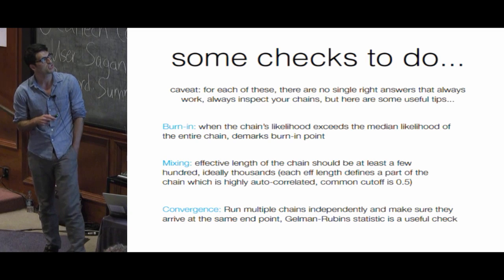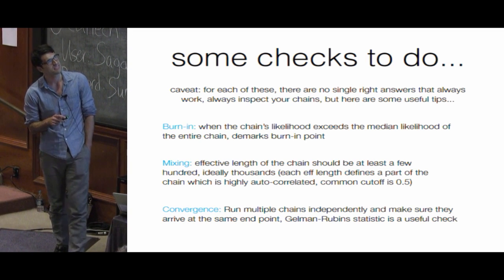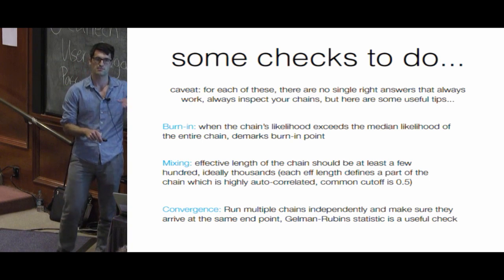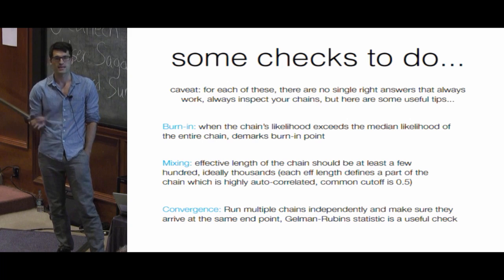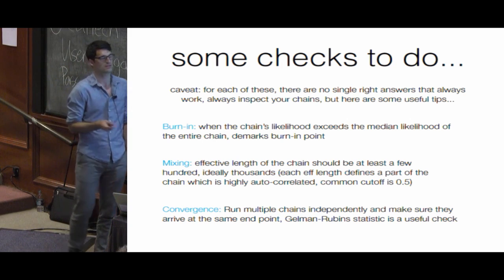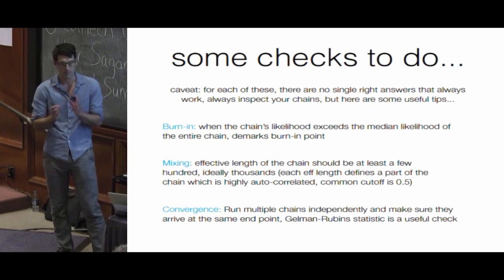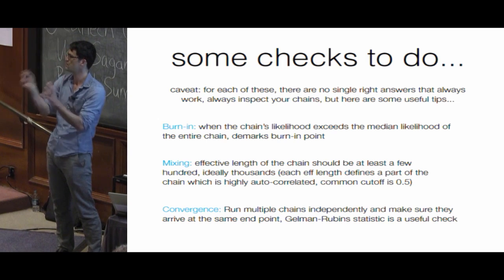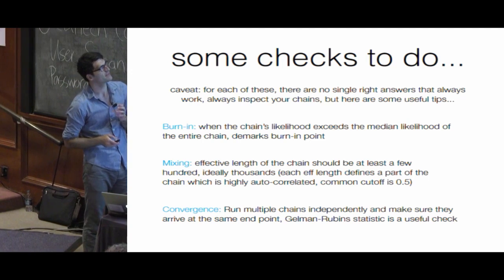So, some checks to do. Check your burn-in. One thing you might do is find where the chain's likelihood exceeds the median likelihood of the entire chain. You can use that to demarcate where the burn-in has happened. There are no right answers here. These are just suggestions of things which might be practical. You want to check that your chains are well mixed, which really means that they've gone back and forth along that green zone many, many times. They've done lots and lots of traversing around independently.